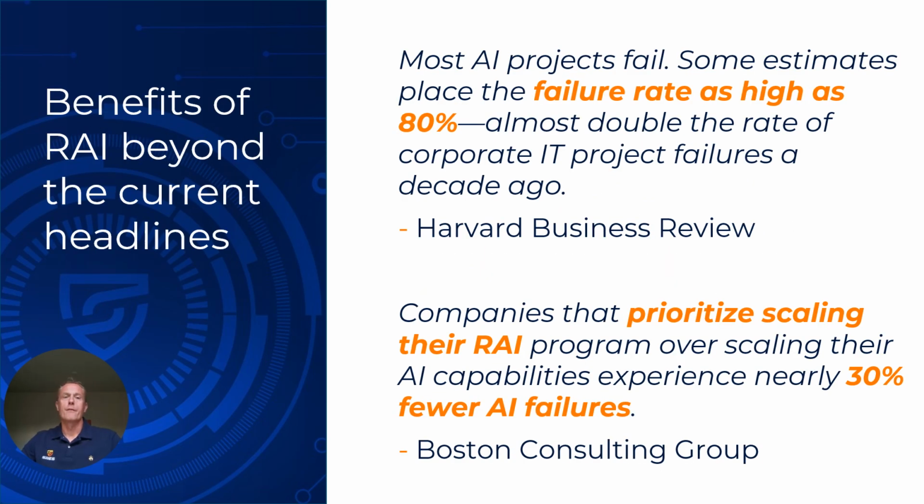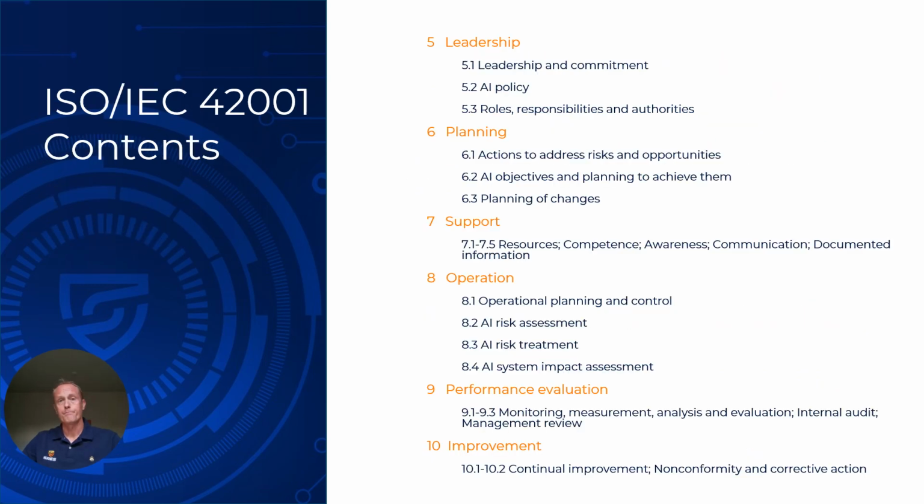So what are some of the benefits of RAI beyond current headlines? Well, Harvard Business Review made a statement that most AI projects actually fail, and they claimed a failure rate as high as 80%. Now, the Boston Consulting Group came out and said that companies that prioritize scaling their RAI programs over scaling their AI capabilities experience nearly 30% fewer AI failures. This could be a big impact, not just on the quality, but also on a lot of costs.